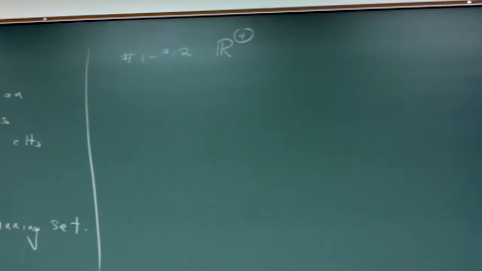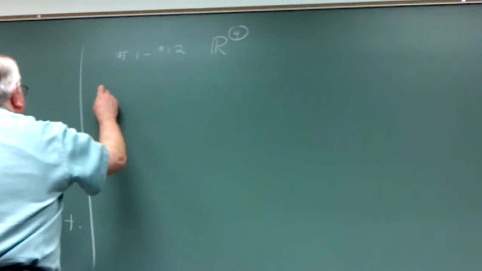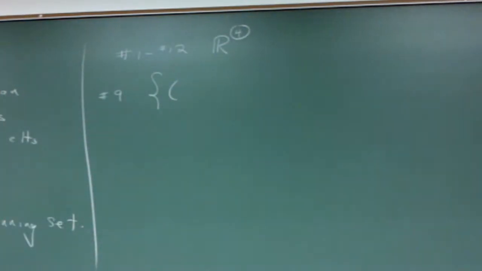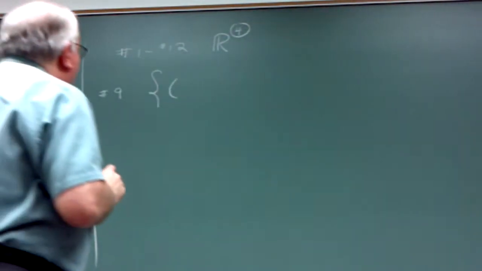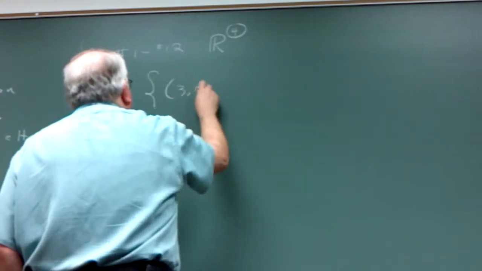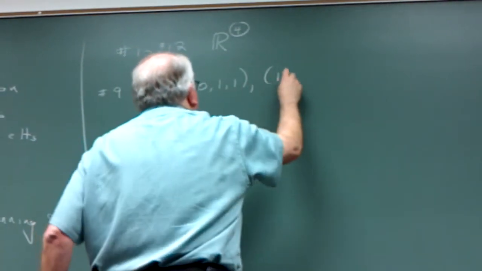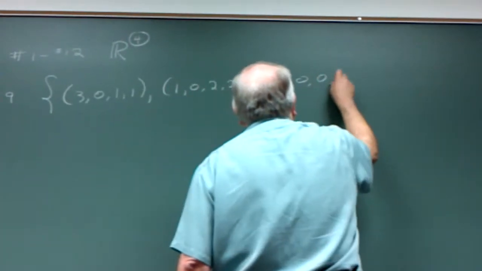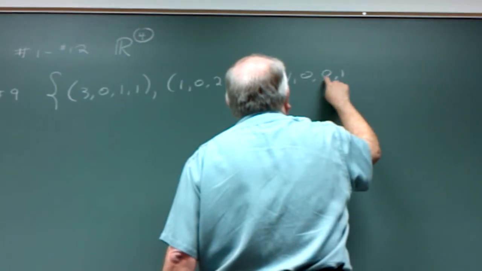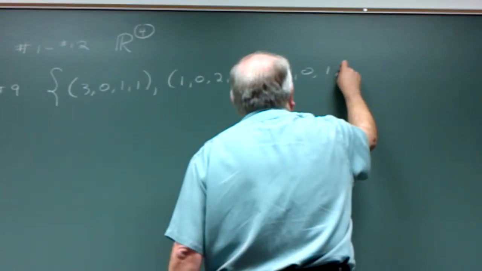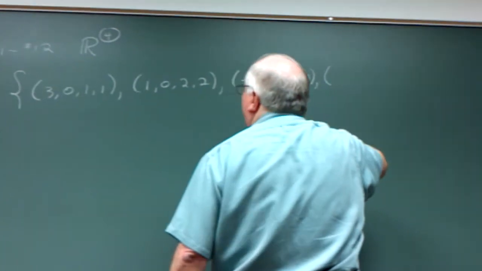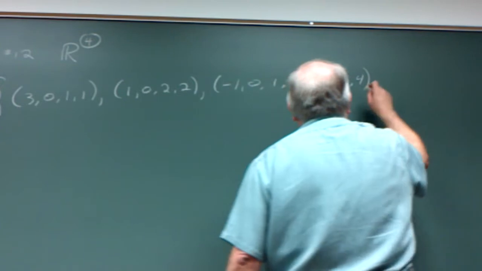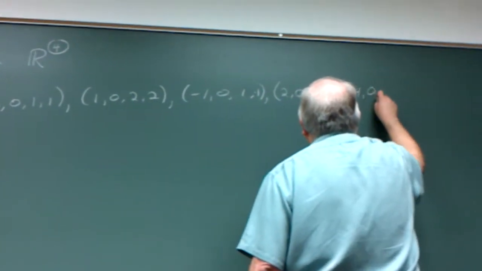So, in number 9, do you want to read off the 4-tuples? 3, 0, 1, 1, 1, 0, 2, 2, negative 1, 0, 1, negative 1, negative 1, 0, 1, 1, negative 1, negative 1, 2, 0, 3, 4, and 4, 0, 1, 1.